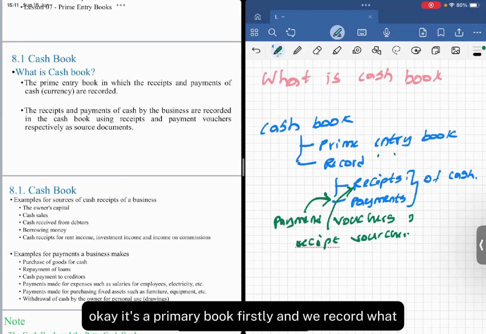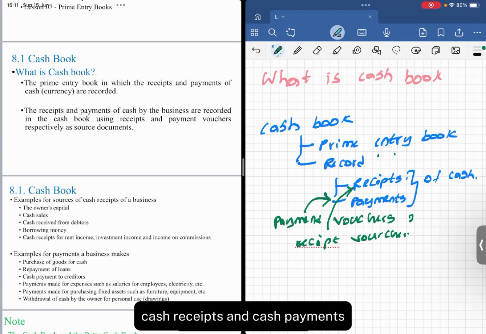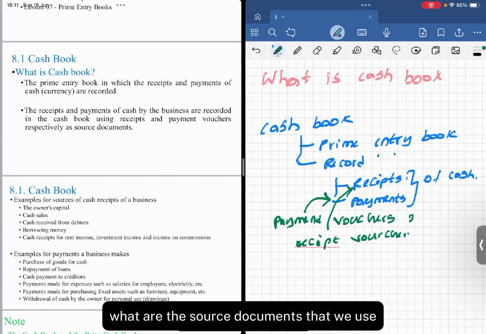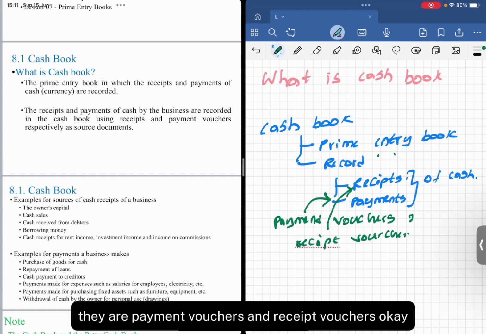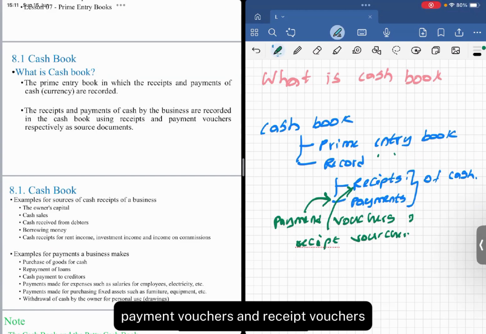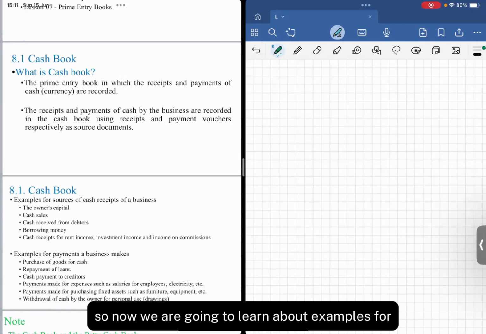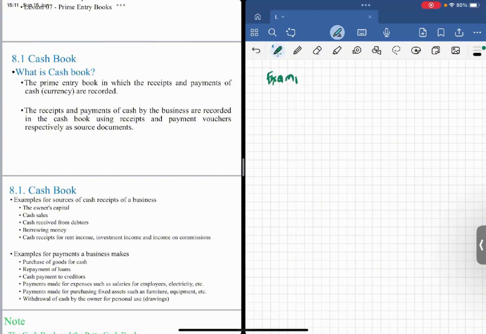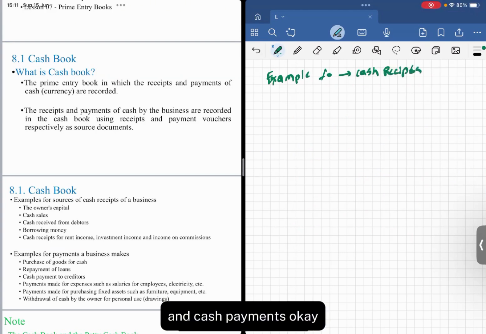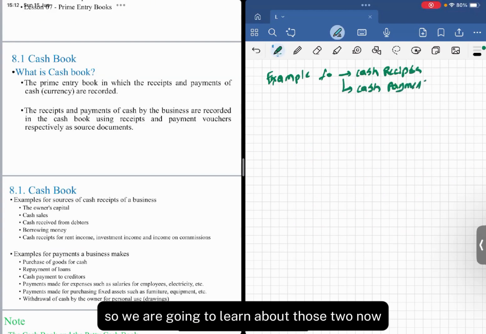It's a prime entry book firstly, and we record cash receipts and cash payments. When we're recording these things, what are the source documents that we use? They are payment vouchers and receipt vouchers. Now we are going to learn about examples of cash receipts and cash payments.